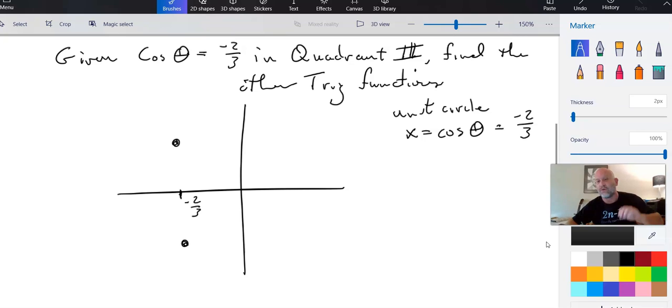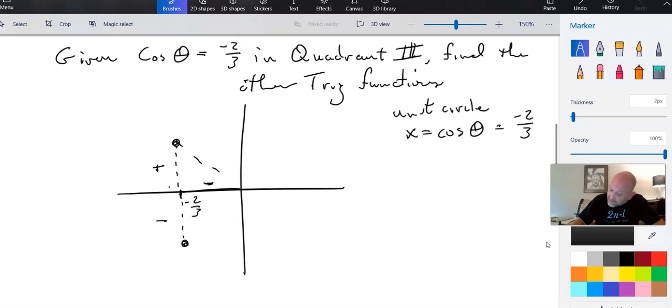So you do need to know which quadrant you're in, because when you make your triangle, I'm going to make it on the top part just because. If it's in quadrant 2, when I make my triangle here, I have a negative for the adjacent side, but a positive for the opposite side. If I put it down here, I would have a negative for the opposite side. And so it's going to determine what sine is.